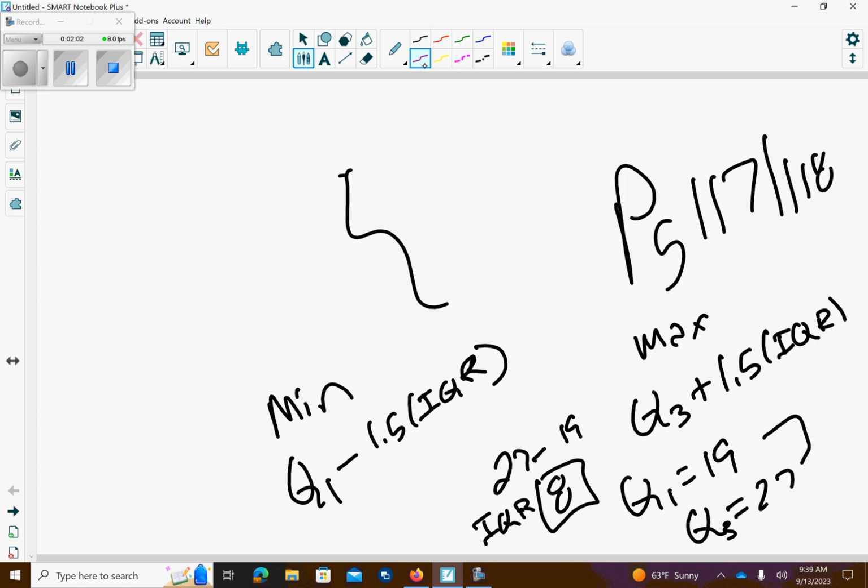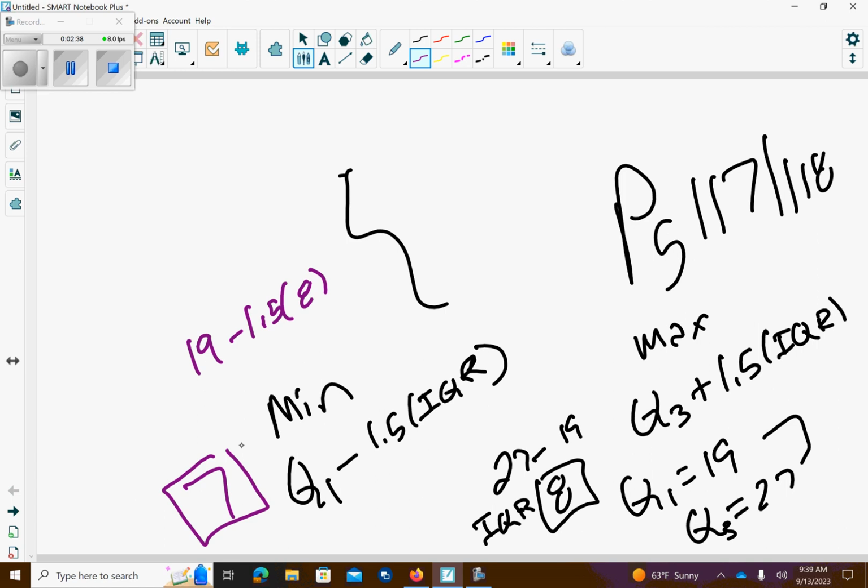So if I find my minimum, Q1 we said was 19, so I'm going to go 19 minus 1.5 times 8. If I do that on a calculator off here to the side, 19 minus 1.5 times the IQR, which is 8, that means my minimum outlier is going to be 7. If you looked at your Q1 data, Q1 happened to be 19, so 19 is not an outlier. But let's figure out if the other number is.